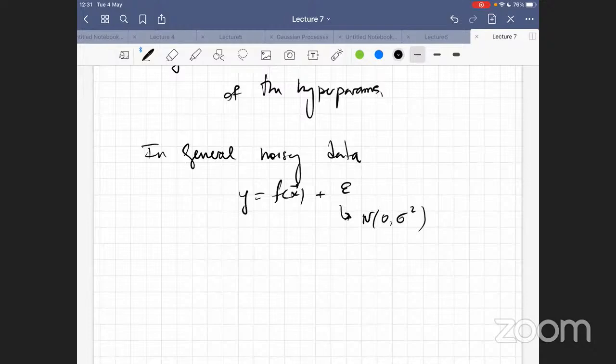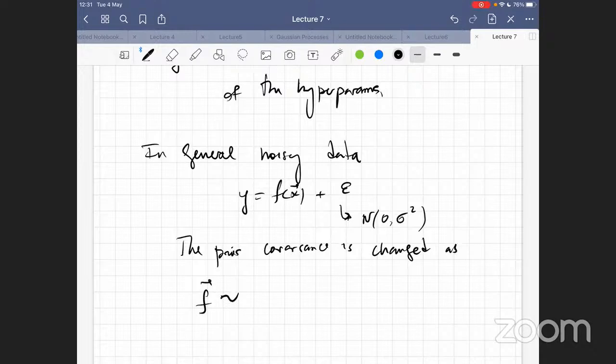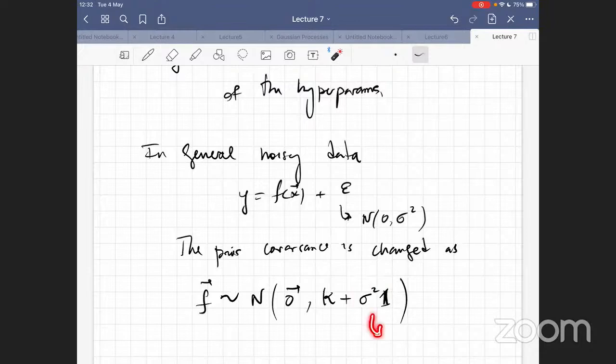So in order to take this into account, the prior covariance is changed like this. Now my prior is the same Gaussian with zero mean, but now the covariance, you just add this: sigma squared times the identity matrix. And if you have, instead of identically distributed data, data where all points have a different uncertainty, which is called heteroscedastic data, then you just change this part. This may be, for example, a diagonal matrix with sigma 1, sigma 2, etc., right?